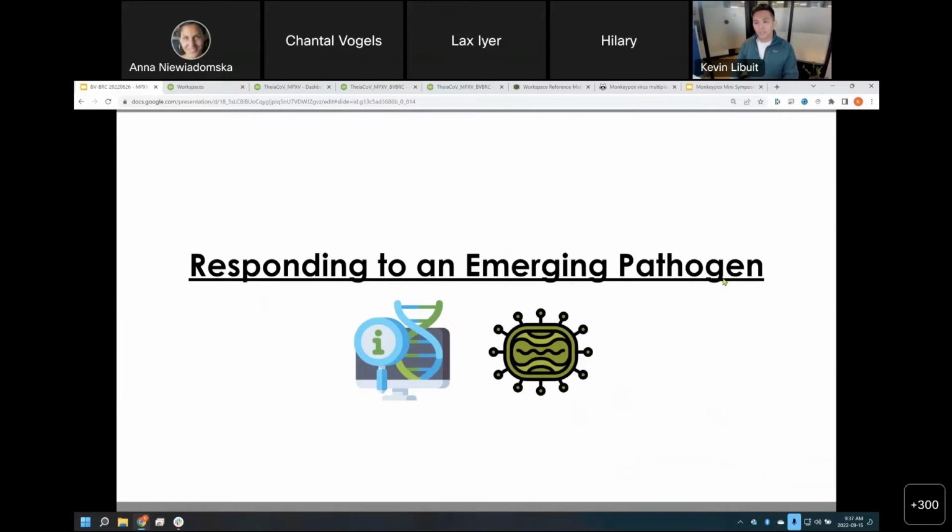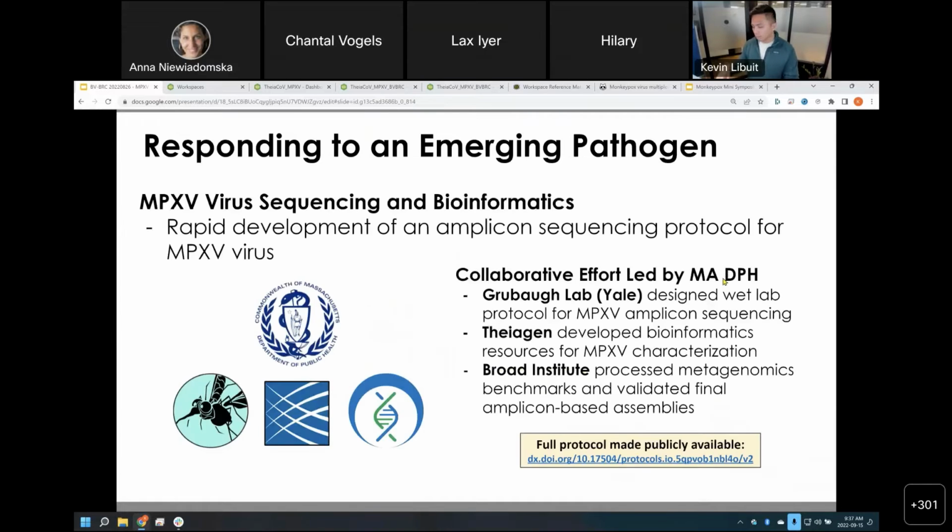So in terms of the monkeypox side of things, I think Chantal really highlighted the project that I'm going to be discussing here as well. Something that was really a collaborative effort that was led by the Massachusetts Department of Health, and then getting both industry and academic partners to collaborate and address a public health problem of concern. And in this case, as Chantal described, they designed this wet lab protocol for monkeypox amplicon sequencing in a really similar fashion to how the SARS-CoV-2 amplicon protocols were developed.